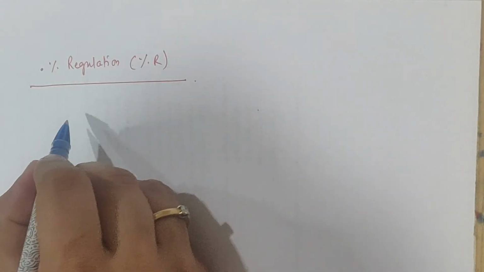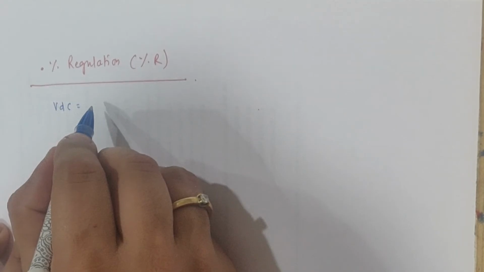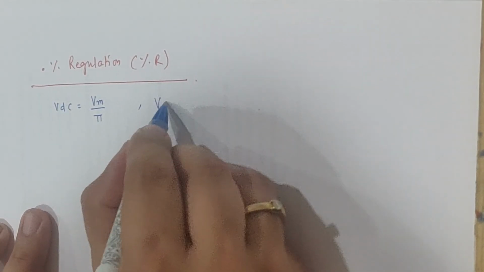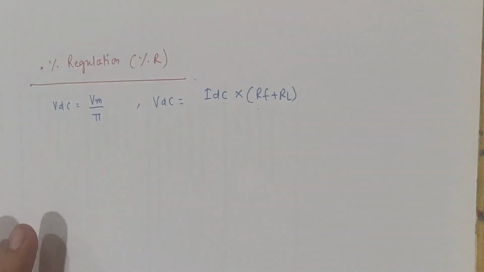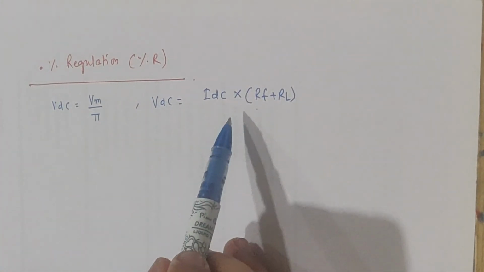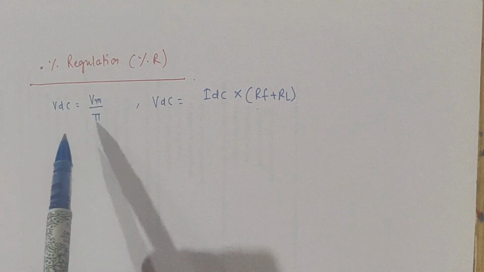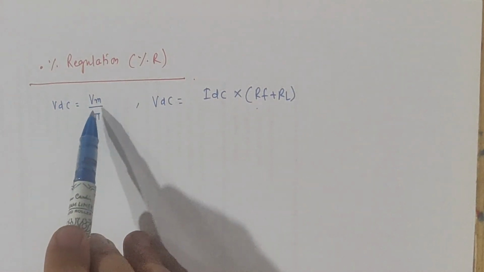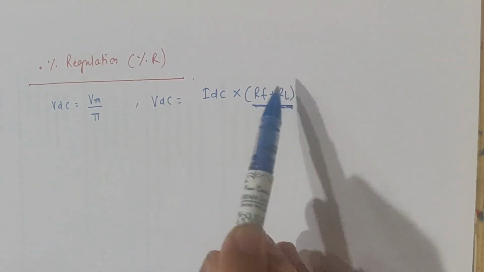What is percentage regulation? We can calculate the DC voltage, the VDC, by two formulas. One is the formula that we have derived, Vm by pi. Another is by Ohm's law, where VDC is equal to IDC multiplied by RF plus RL. Simple Ohm's law I have used. Now these are the two ways by which I can calculate the DC voltage. The answers of these two values should be the same, right? But there is a slight difference, you know why? Because here we have not used any load, and here the load of RF plus RL is there, so there will be a voltage drop because of these resistances.